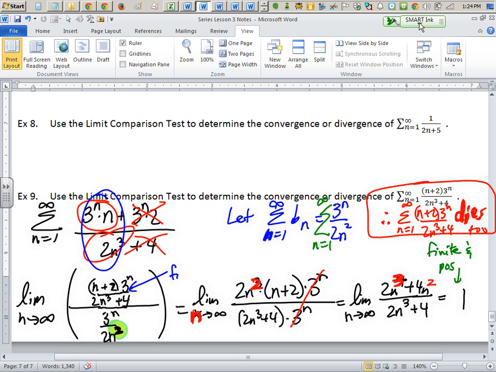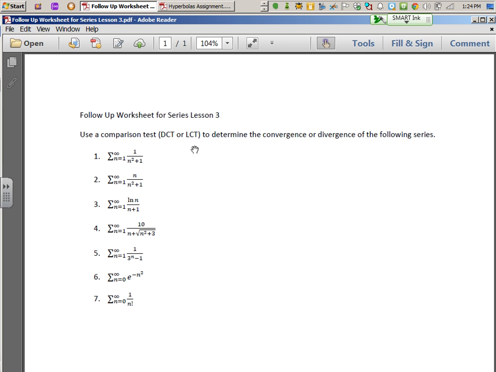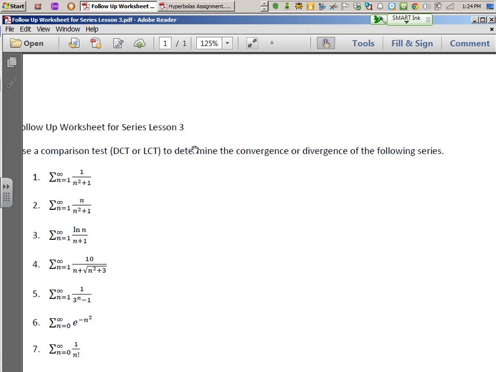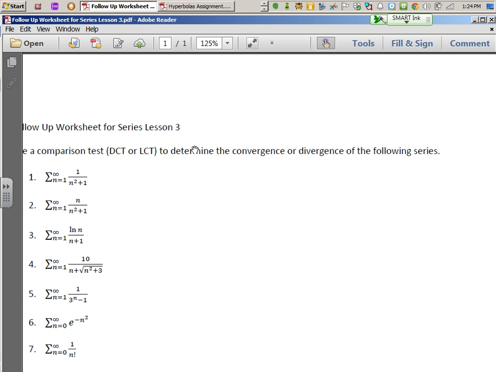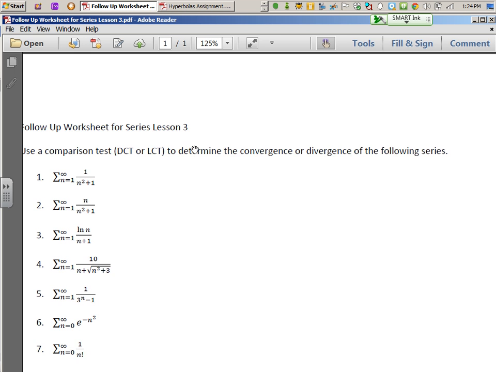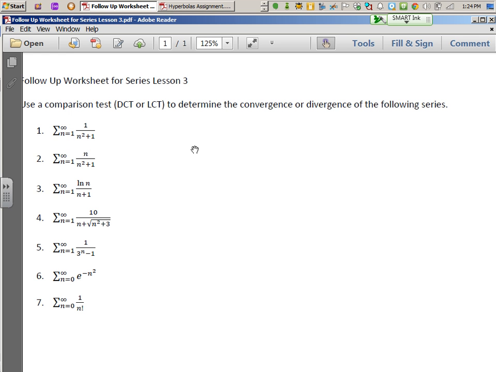So you guys can actually spend the rest of the period working on the worksheet. I can print it out now, maybe change your mind, maybe you want a hard copy now. Yeah. Let me just say something about my worksheet. On this worksheet, I don't say use the DCT on number 1 and use the LCT on number 2. It just simply says use a comparison test, DCT or LCT, to determine convergence. That is totally up to you what you want to use.